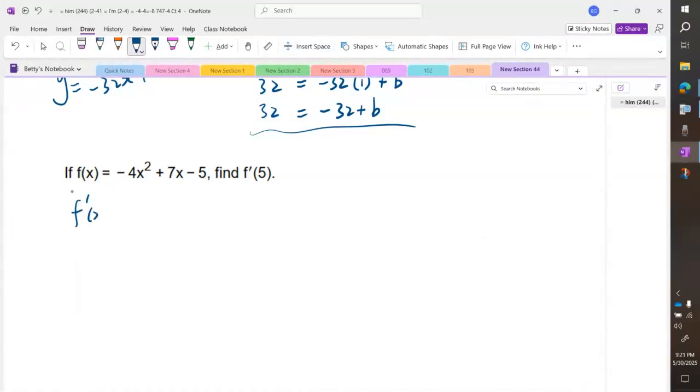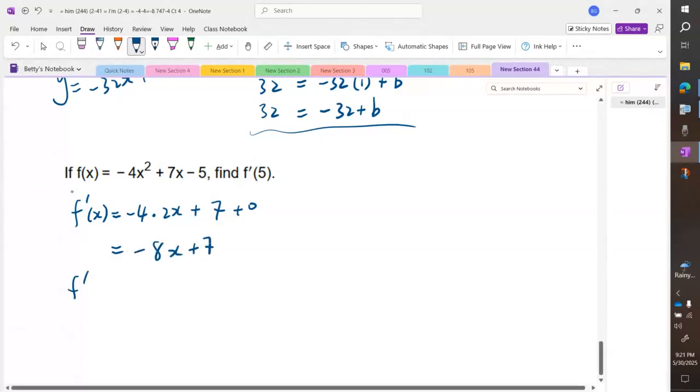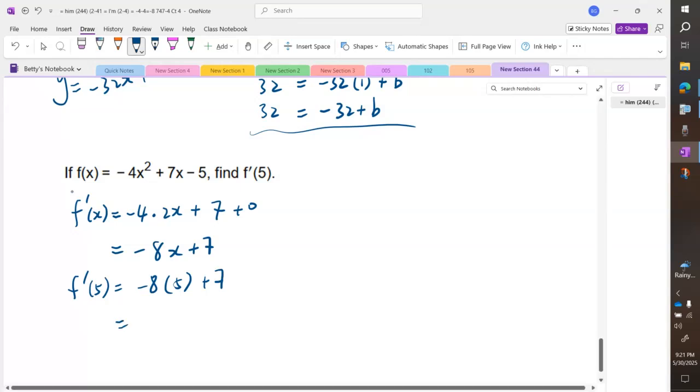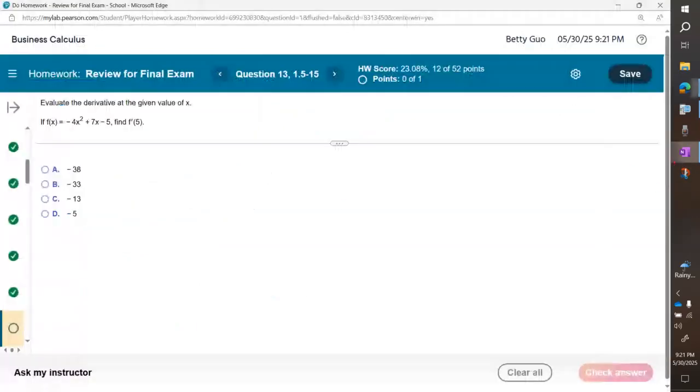Take the derivative first. Keep 94. x squared, 2x. The derivative of 7x is 7. The derivative of 95 is 0. Negative 8x plus 7. And now we're plugging in x equals 5. Negative 8 times 5 plus 7. Negative 40 plus 7. Negative 33. B.